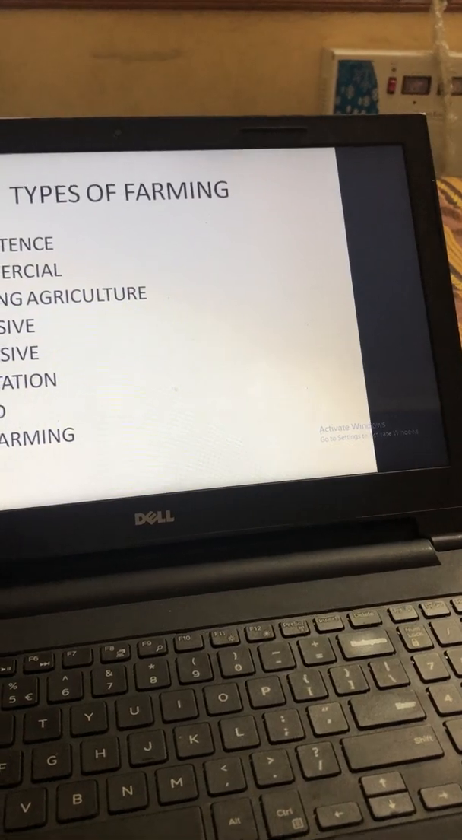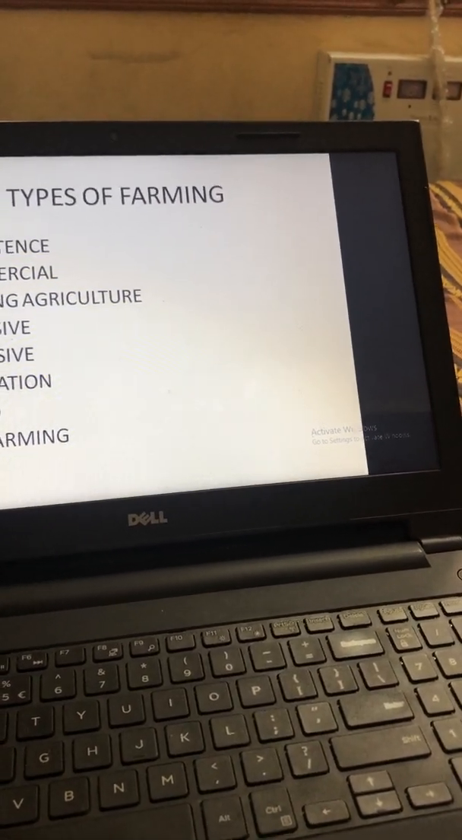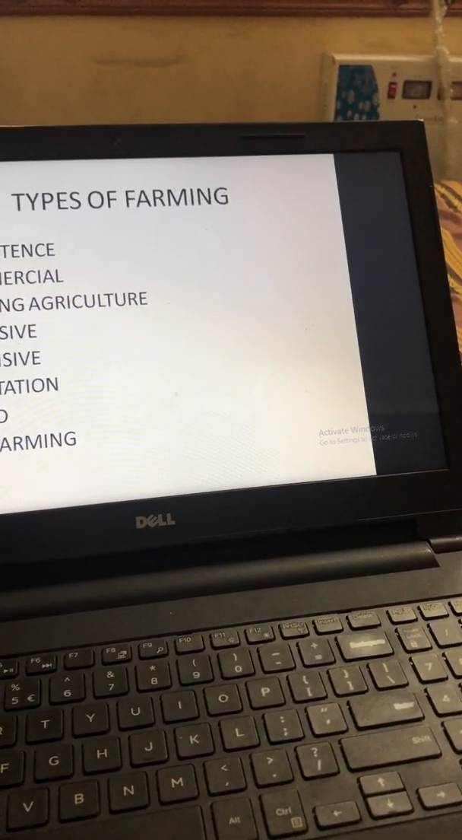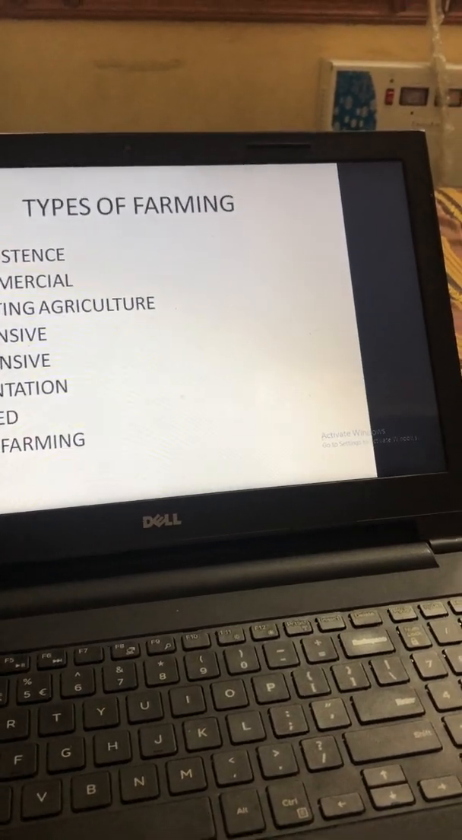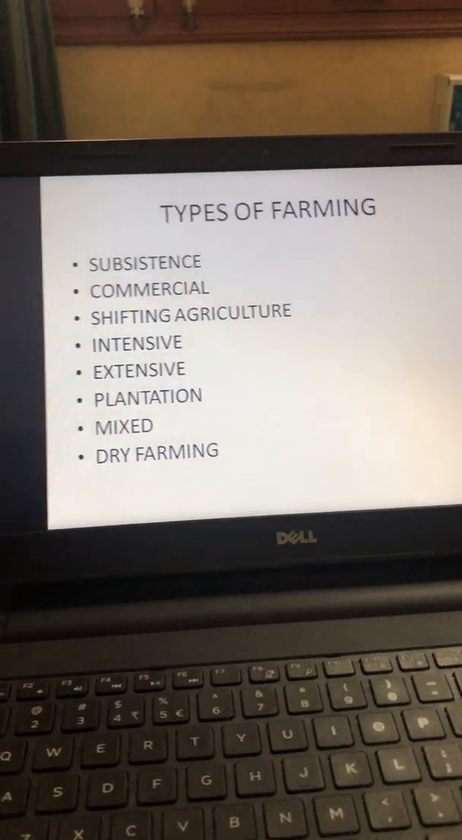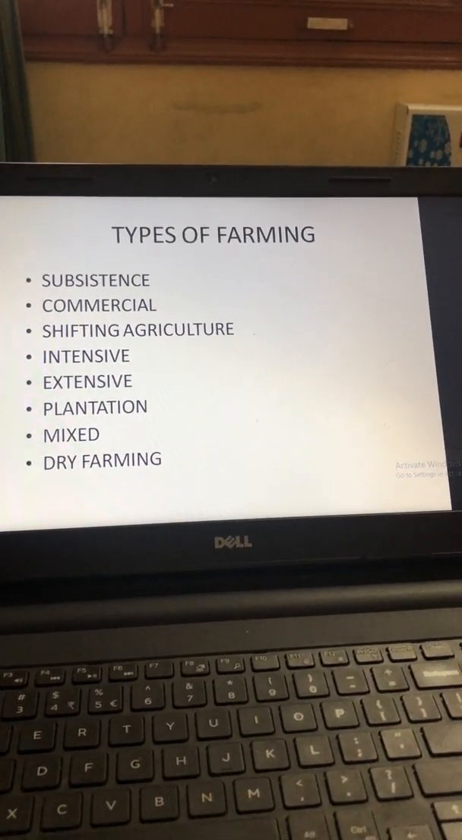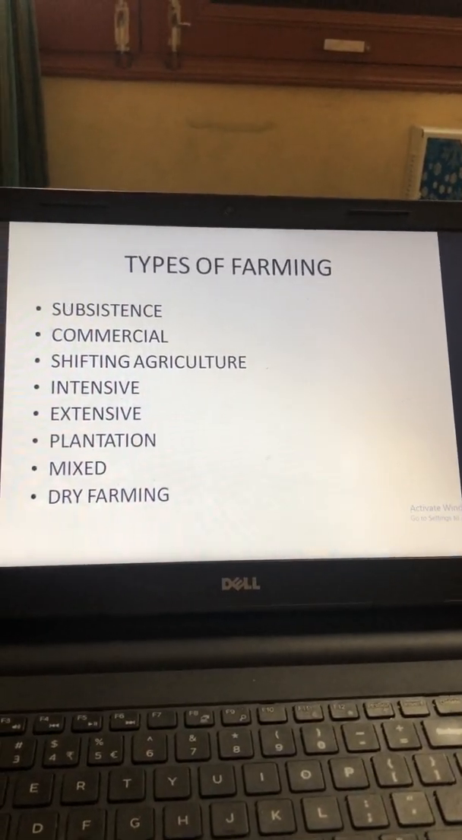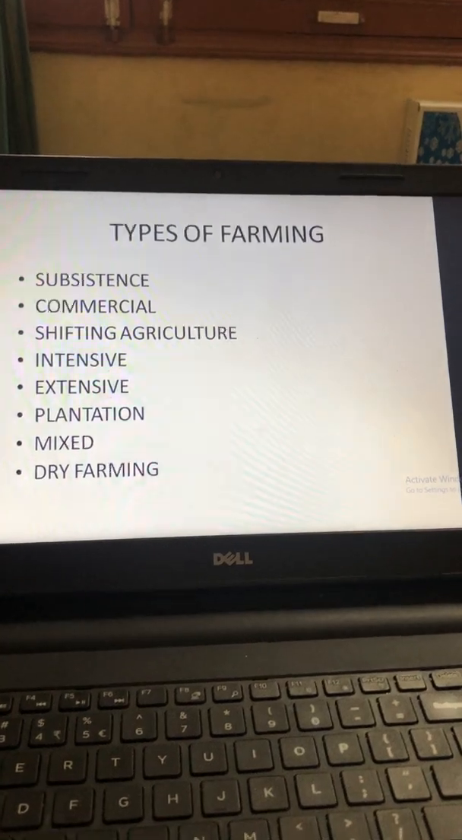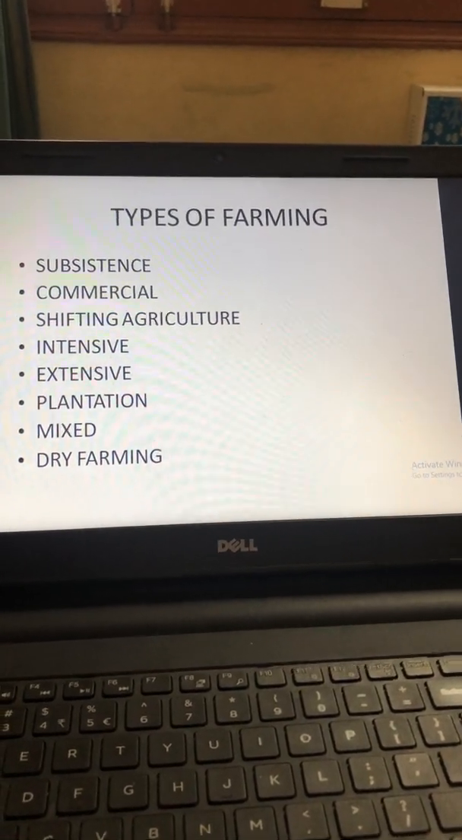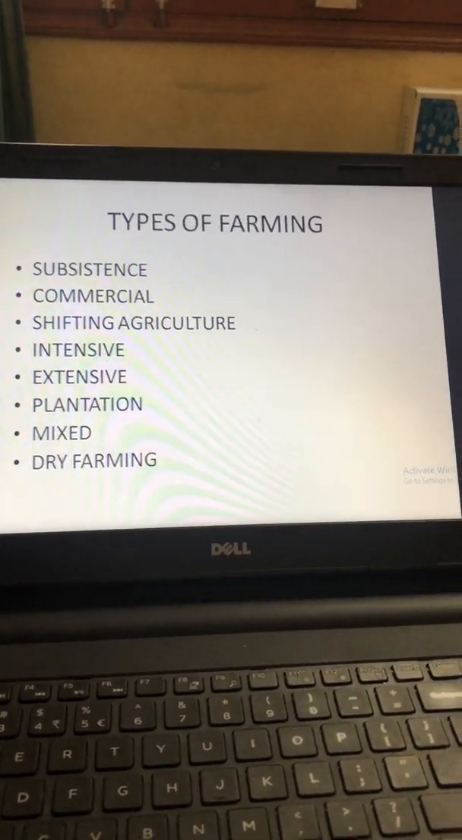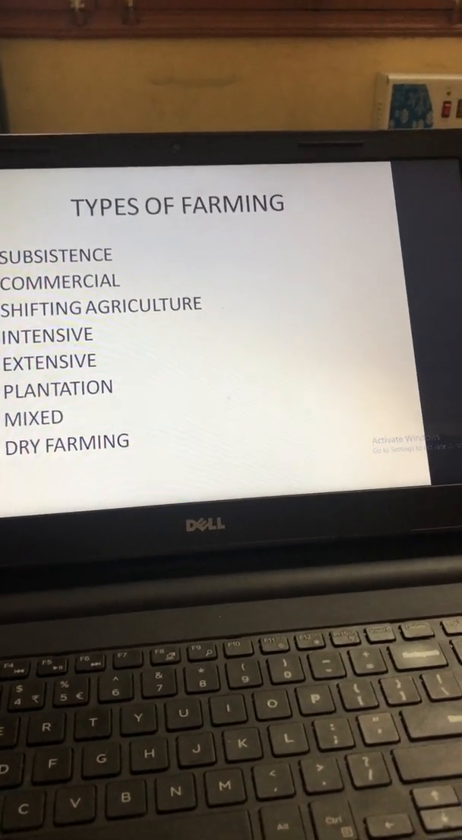And this kind of farming has a very bad impact on the land, because the farmer is not using any fertilizers to increase the fertility. The next type of farming is commercial farming. Now this system of agriculture involves cultivation of crops for sale, that is, mainly cash crops are grown.